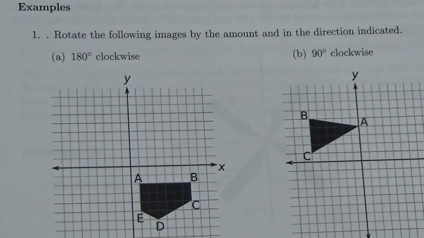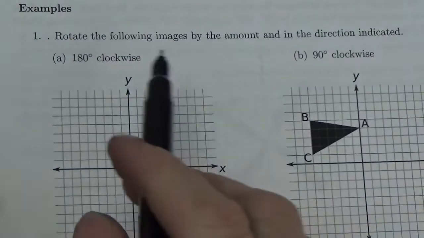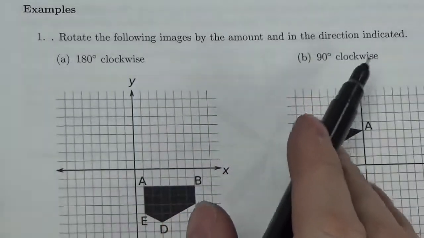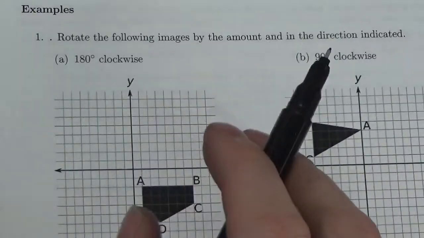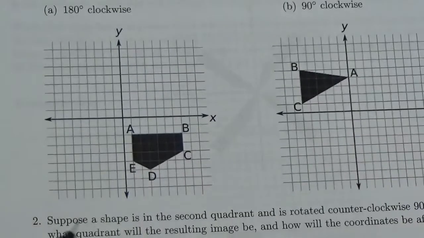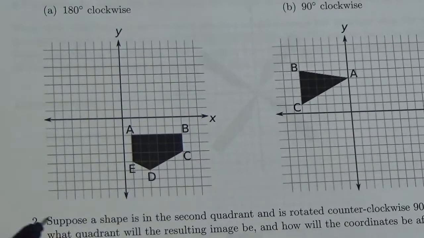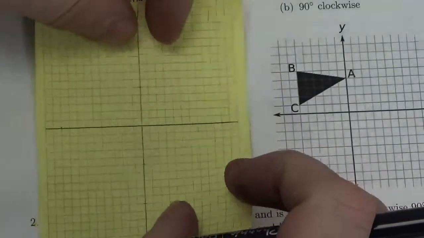Okay, so let's take a look at some examples here. We're going to rotate the following images by the amount in the direction indicated. So here we go, 180 degrees clockwise. Now, what I'm going to do with this one to start off with, I'm going to do this a couple of different ways. But just to show you visually first of all what this is going to look like here.